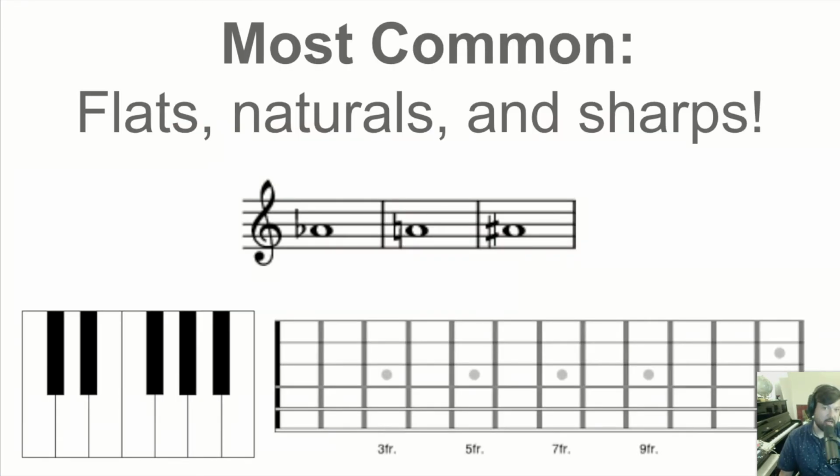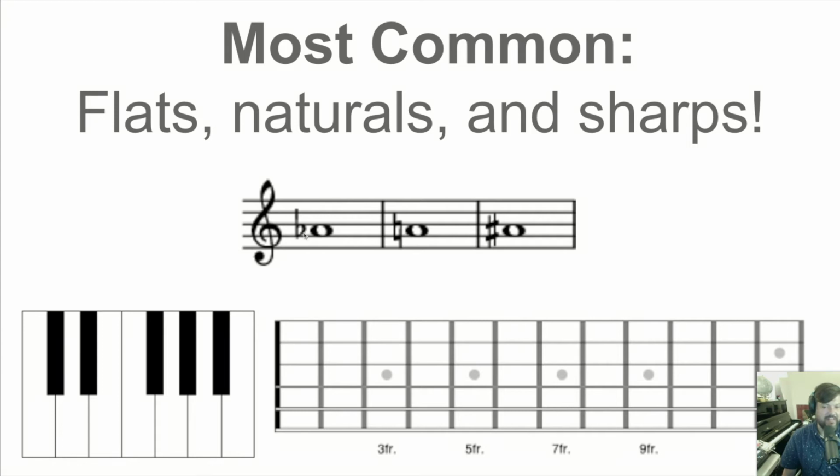The most common accidentals, that's the word for what these are: flats, naturals, and sharps. Now, flats are this first measure example here, and we haven't gone over this yet, but I want you to learn this first. So you could just take my word for it. This note is an A, okay?